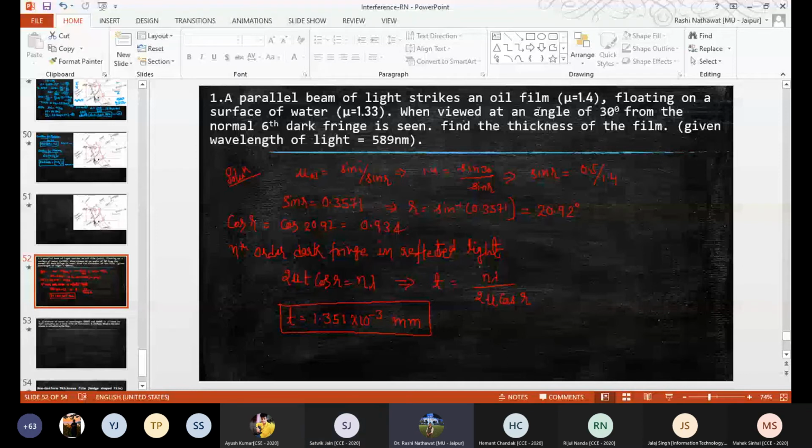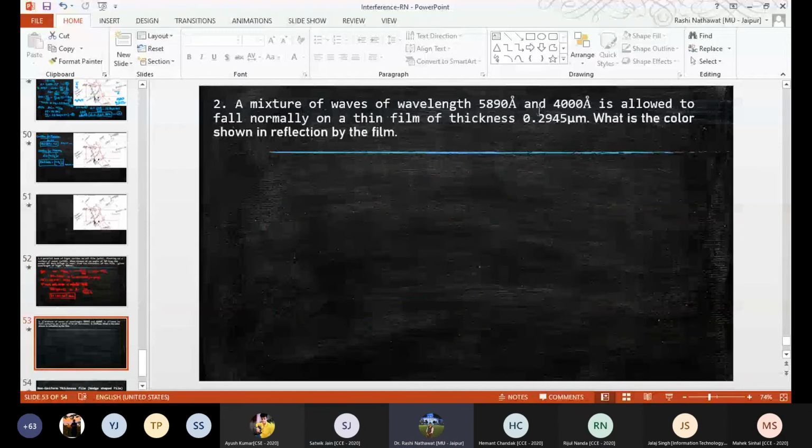Let's go next quickly, otherwise time will run out. Okay, a mixture of waves of two wavelengths is allowed to fall normally on a thin film of thickness given. What is the color shown in reflection by the film? First, note it down: what are the given and what is asked?